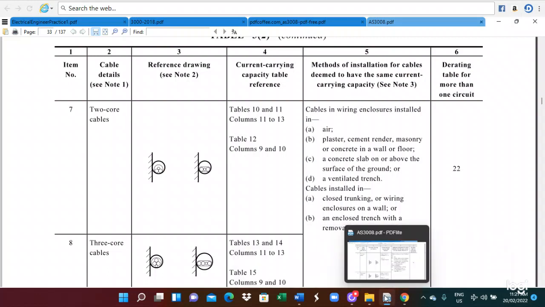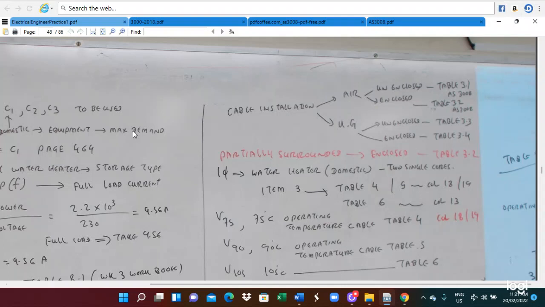In this case, for the water heater, all the electrical cable has to be wrapped with insulation. The thermal insulation has to be wrapped on the cable supplied to the water heater. Therefore, it is partially surrounded with insulation. Therefore, the cables are running in the air and are also wrapped with insulation, so they are enclosed.